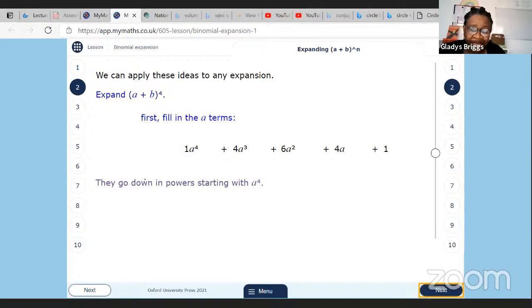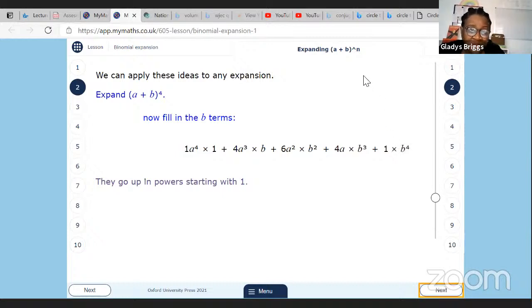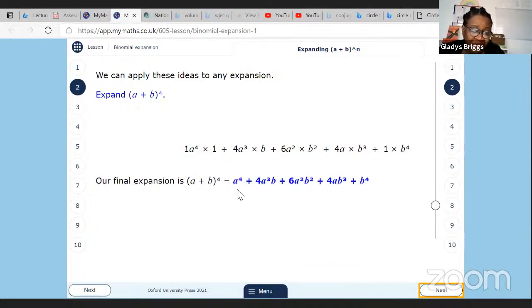So we've expanded all the a terms. Now we're going to bring in the b term, yeah? Now b is going up, it's not going down, it's going up each time. So this is what you will have: a to the power of 4 plus 4a to the power of 3 times b plus 6a squared b squared plus 4ab cubed plus b to the power of 4. Yeah, and that's how they expanded it.